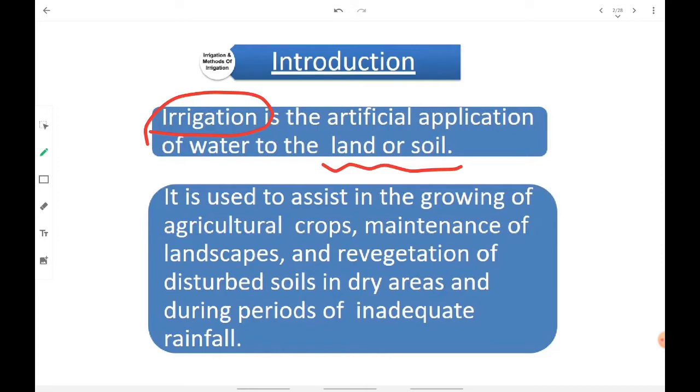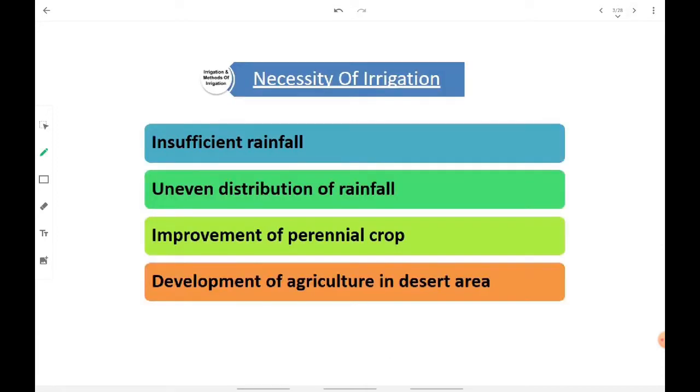Okay, let's move to the next topic, which is necessity of irrigation. Why are we providing irrigation? What is the need of providing irrigation for a specific region? The very first and foremost thing you should remember is that whenever an area is hit with low rainfall intensities or low rainfall quantities, we have irrigation established there. Insufficient rainfall is the first reason behind having irrigation. Irrigation is provided when rainfall is scanty and intensity is less.